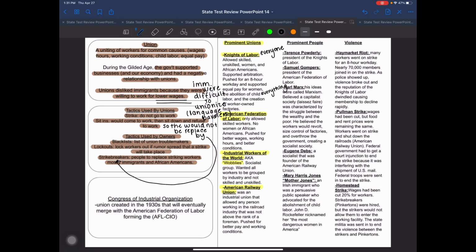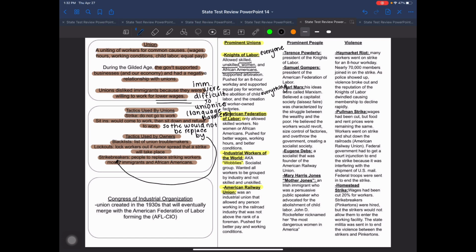So, what we mean by everyone, you could be a skilled worker, an unskilled worker. They allowed women and they allowed African Americans. So that's what I mean by everyone. You could join the Knights of Labor.